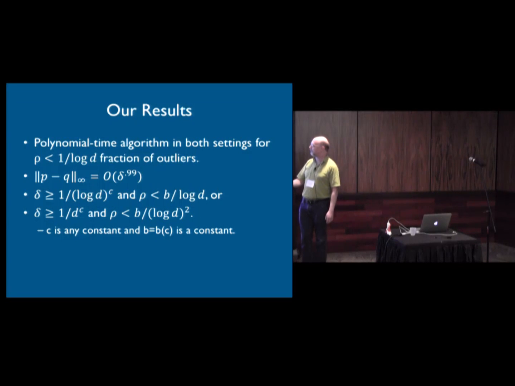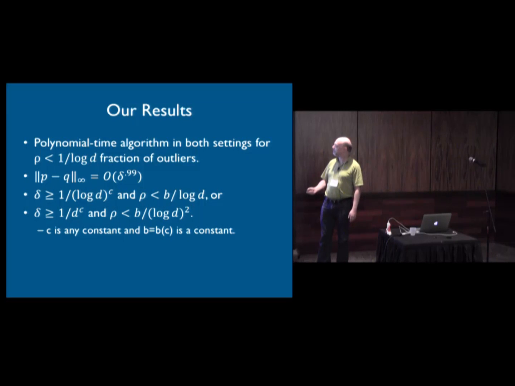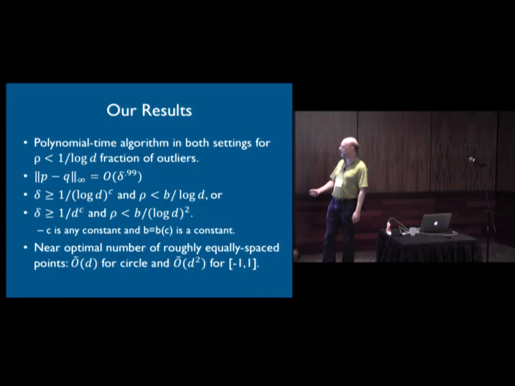So delta, there's a lower bound on delta. We need delta to be at least 1 over poly log if we want to tolerate 1 over log fraction of outliers, or delta to be at least 1 over polynomial if we want to tolerate 1 over log squared fraction of outliers. And here, c is any constant, and b is a constant depending on c. So those are our results. And again, it's for both models, the algebraic or the trigonometric. And we also obtain a near optimal number of samples. So roughly O tilde of d for the circle and O tilde of d squared for the interval, where the tilde hides polylogarithmic factors, like log cubed or log to the fourth.